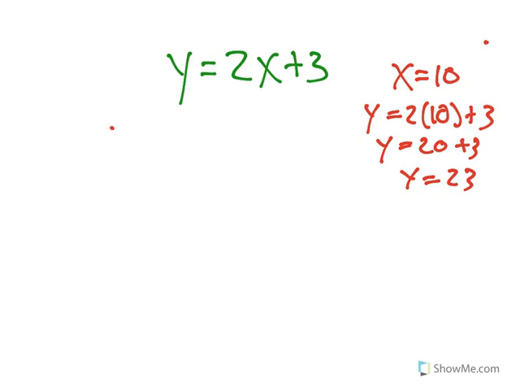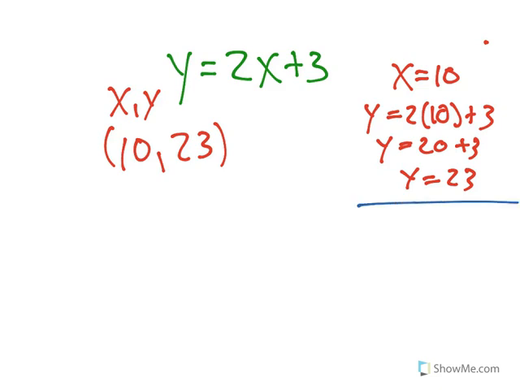So one ordered pair, right, because ordered pairs are always in the form x comma y, would be that when x is 10, y is equal to 23. And I'm going to say, okay, well, what's another one? Then someone will say, well, let's do an easy one. What happens if x is equal to 0? Well, if x is equal to 0, then 2x is 2 times 0, which is 0, and 0 plus 3 is 3, so y is equal to 3.